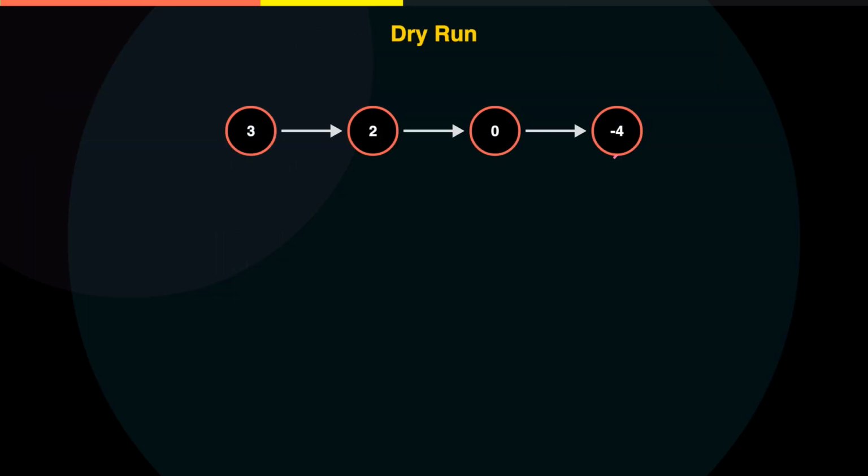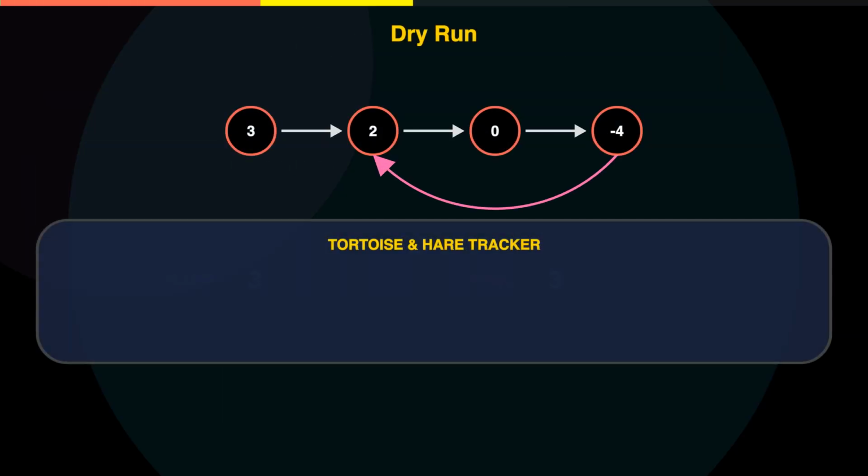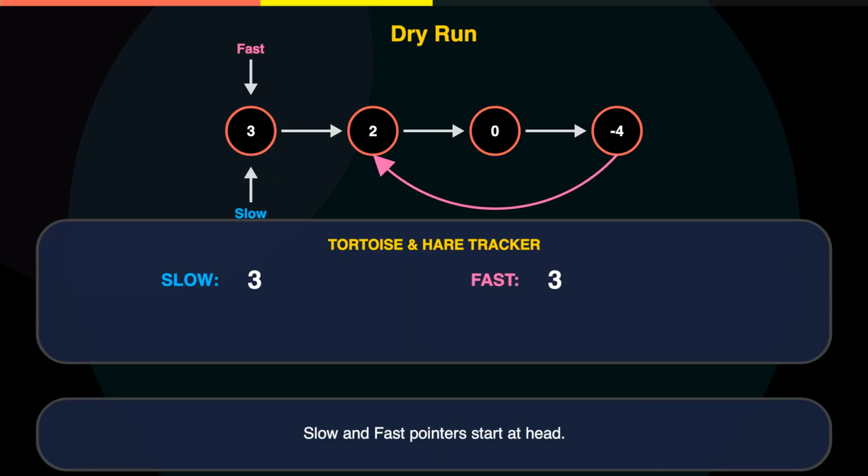Now, let us dive into the dry run. This is the most important part. Look at our linked list on the screen. We have nodes with values 3, 2, 0, and -4. Notice that -4 points back to 2, creating a loop. Our tortoise and hare tracker is at the bottom. We initialize both slow and fast pointers at the head node with value 3.